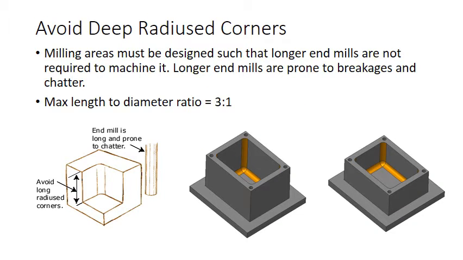We should avoid deep radiused corners. Milling areas must be designed such that longer end mills are not required to machine it. Recommended maximum length to diameter ratio is 3:1. In the first figure, the depth is more as compared to length and breadth, so it is not recommended. Whereas in the second figure, depth is not very large and it is possible to machine it.